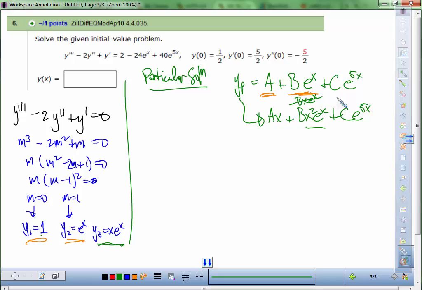Wait, did you just add x? Yeah, just add x. And when we say add x, we're not saying plus x, right? We're adding an x as a factor, so it'll be a factor of x. So this would be your yp, which is going to make our derivatives really complicated because of some product rules and stuff.